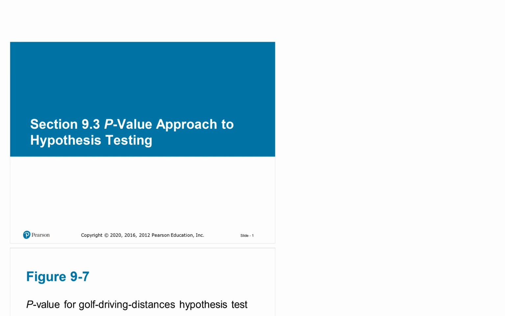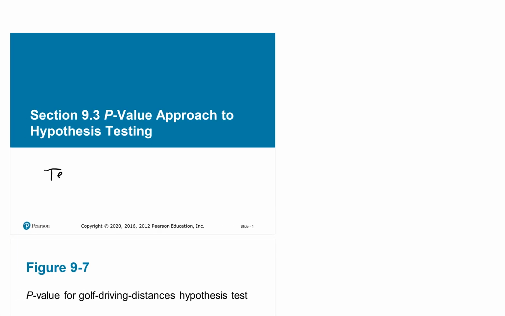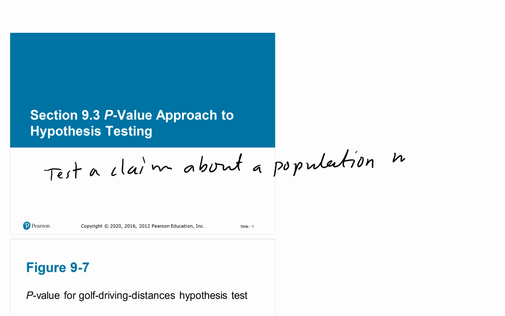Section 9.3, the p-value approach to hypothesis testing. So this is just a second method to test a claim. What is this about? This is meant to be a second method to test a claim about a population mean, mu, assuming that the population standard deviation is known.